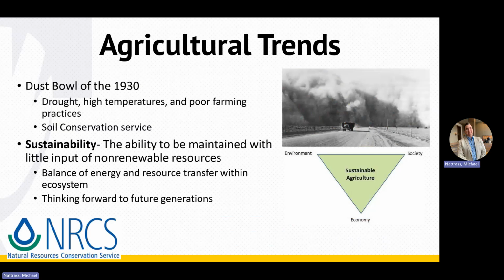So we're going to define sustainability as the ability to be maintained with little input of non-renewable resources. And for non-renewable resources, soil is a non-renewable resource. It takes 1,000 years to make 1 inch of soil. That's not renewable. Okay. Water, a non-renewable resource. The water that is on this planet is the water that is on this planet. We cannot make any more of it.